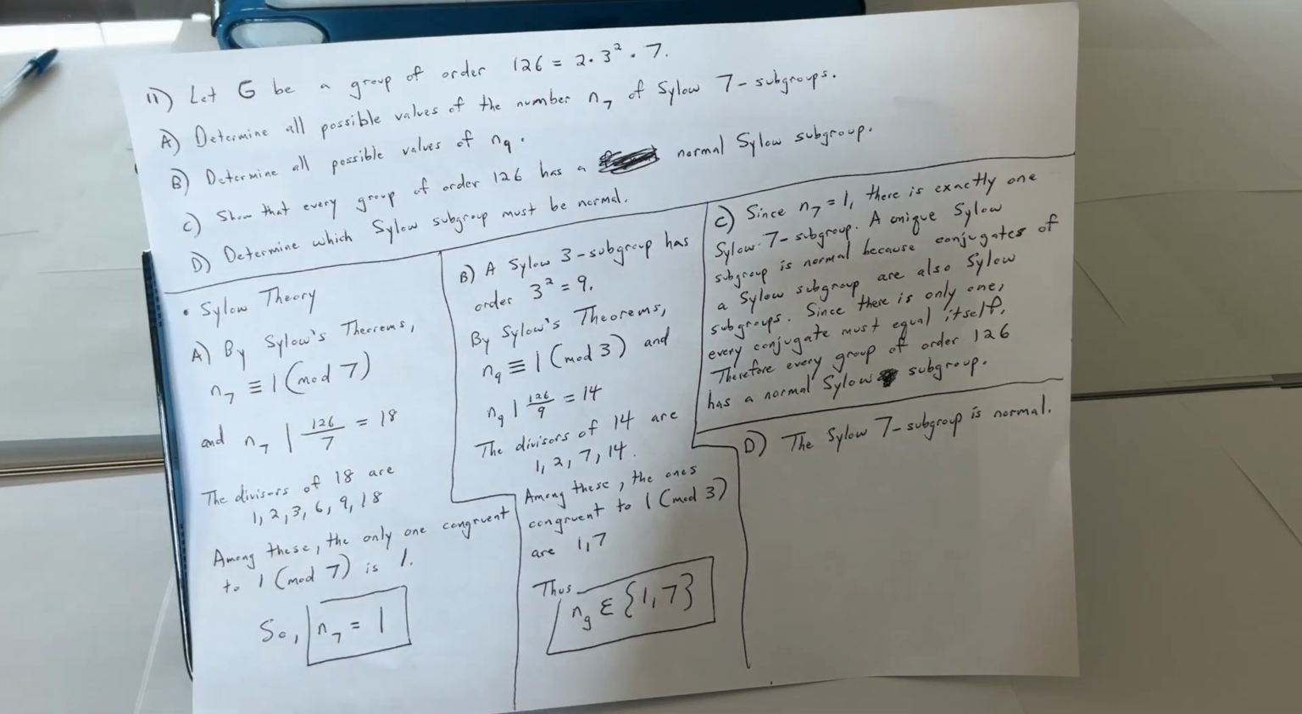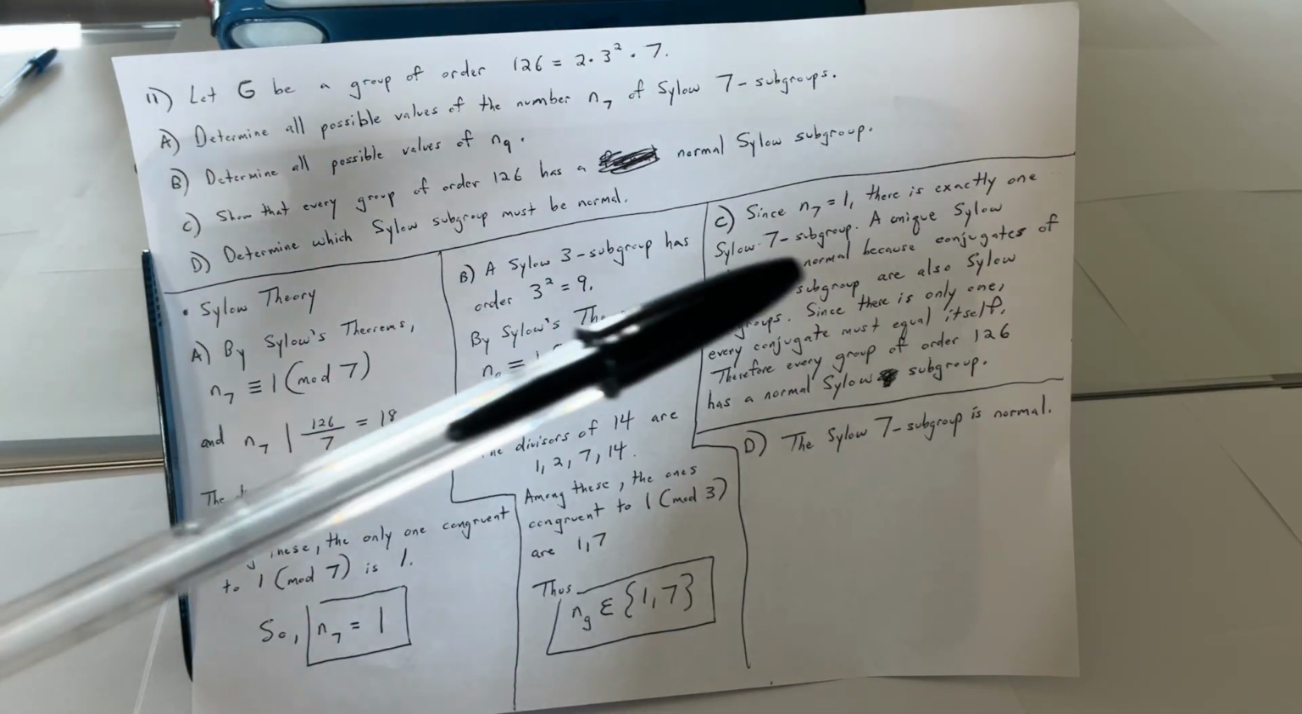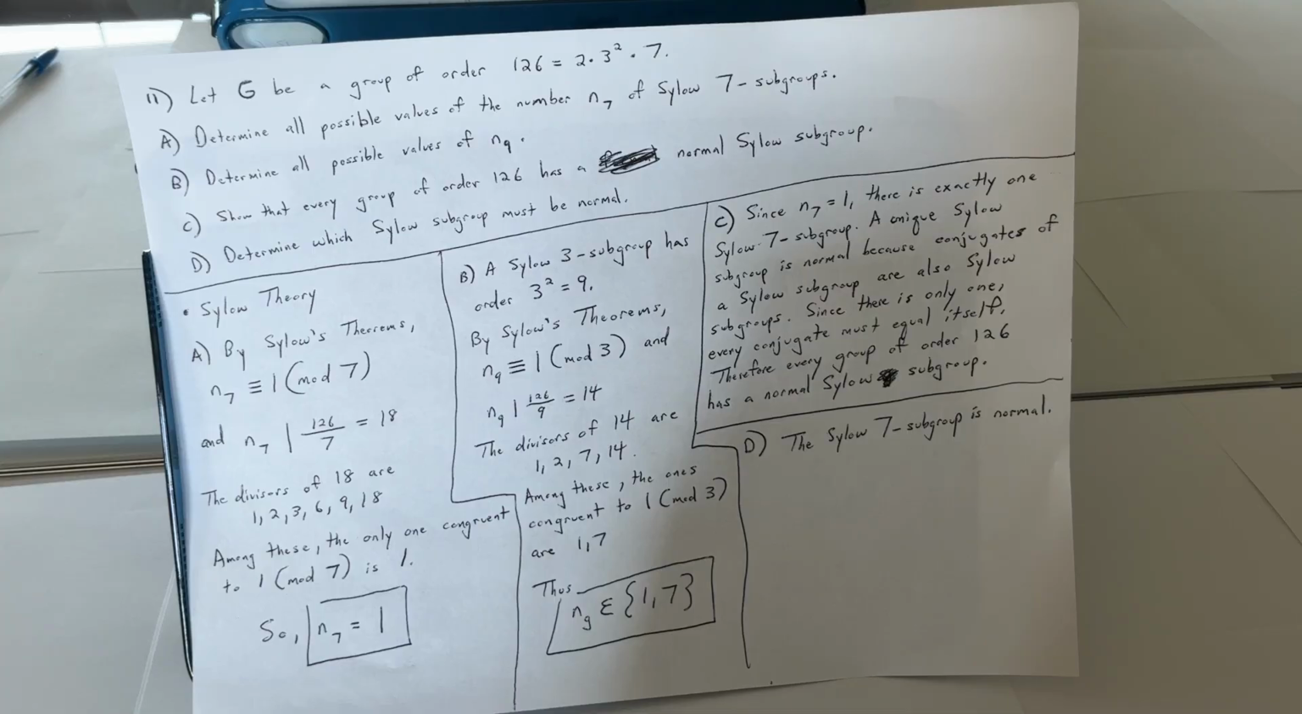Part C, show that every group of order 126 has a normal Sylow subgroup. Since n sub 7 equals 1, there's exactly one Sylow 7 subgroup. A unique Sylow subgroup is normal because conjugates of a Sylow subgroup are also Sylow subgroups, and since there's only one, every conjugate must equal itself. Therefore, every group of order 126 has a normal Sylow subgroup. And part D, determine which Sylow subgroup must be normal. The Sylow 7 subgroup is normal.